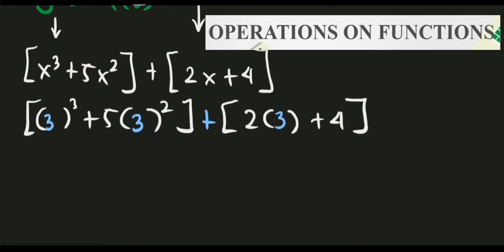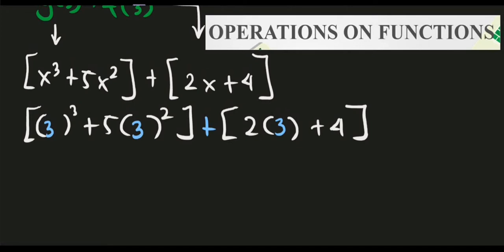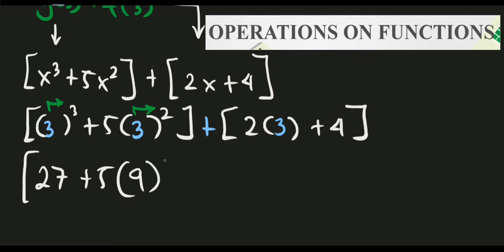So after this, just simplify the given expression. 3 cubed is 3 times 3, that is 9 times 3, that is 27. Okay? Plus 5 times 3 squared, that is equal to 9, so it will give us 5 times 9. Next, we need to add the contents of function f, which is 2 times 3. We have 2 times 3, so simplify this, that is equal to 6 and plus 4.